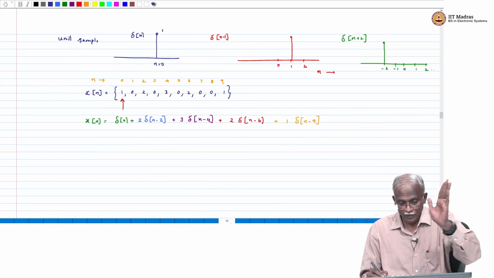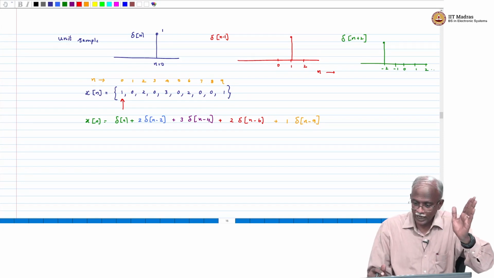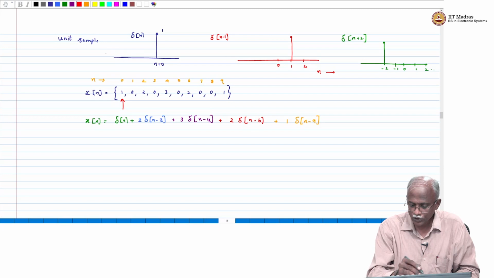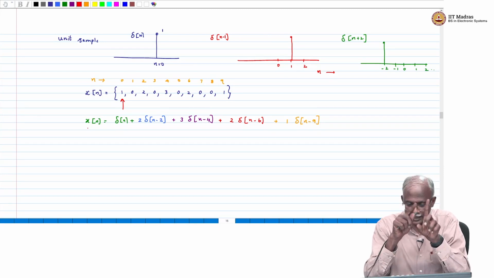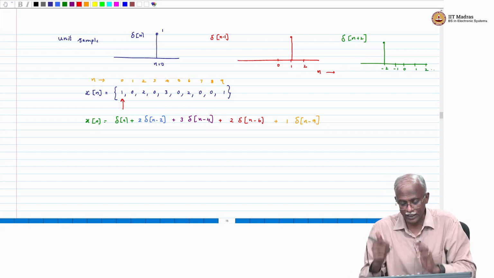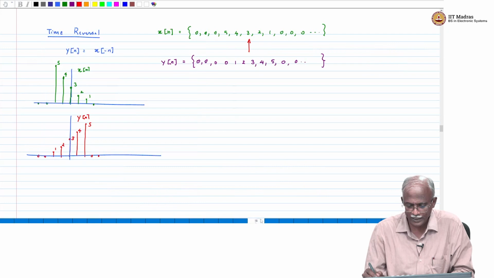And we saw how you could delay the unit sample or you could advance the unit sample, and using that basic notation we can write x of n in terms of shifted scaled unit sample functions. And we looked at an example of that.